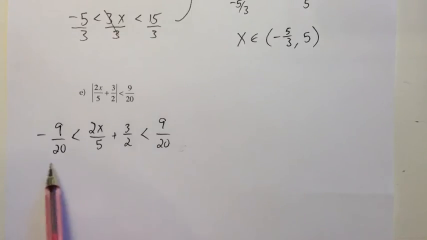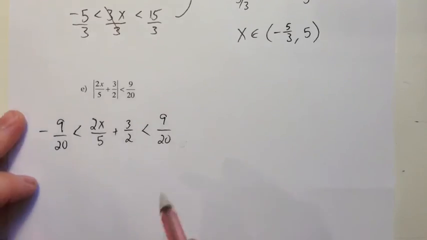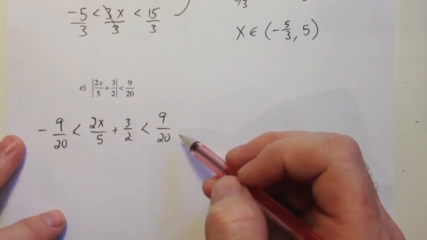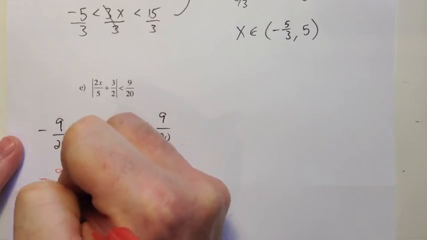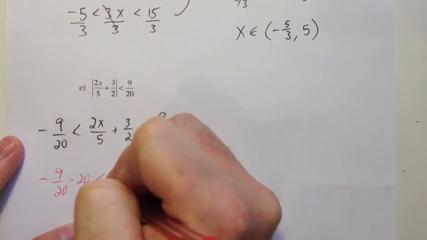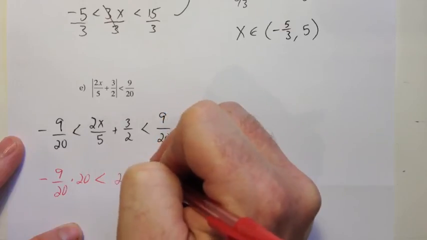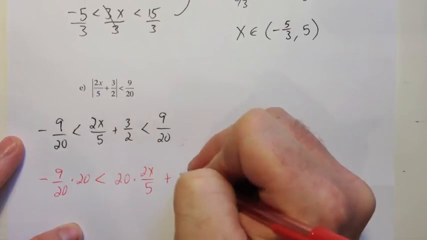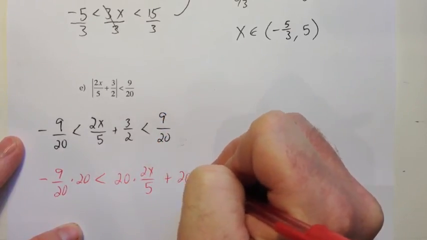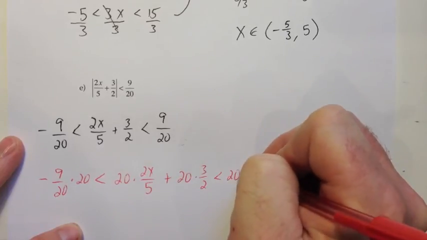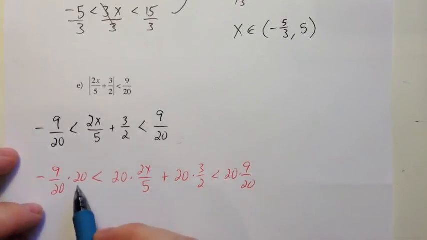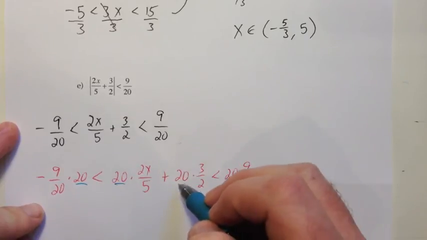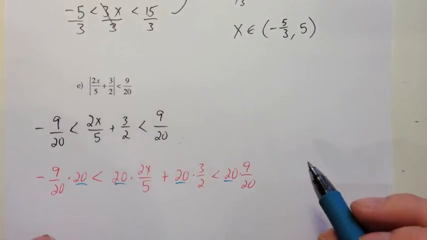But the least common denominator of all those fractions is 20. So what we can do is multiply through by 20, which means multiply every term by 20. And we'd get negative 9/20 times 20 is less than 20 times 2x over 5 plus 20 times 3/2 is less than 20 times 9/20. And so temporarily that gets pretty messy looking. But when you multiply by all these 20s, the reason you're doing that is so you can cancel denominators, and it works perfectly.